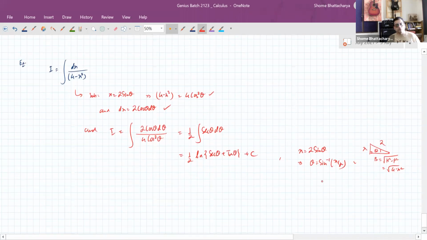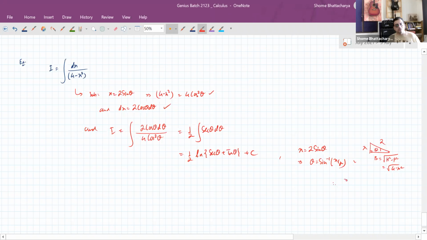So we can substitute sec theta as hypotenuse upon base. So that is 2 upon square root of 4 minus x square, and tan theta as perpendicular upon base. So x upon square root of 4 minus x square. Okay. So this becomes 1 by 2 ln. Now sec theta will be substituted as this, and tan theta will be substituted as this.